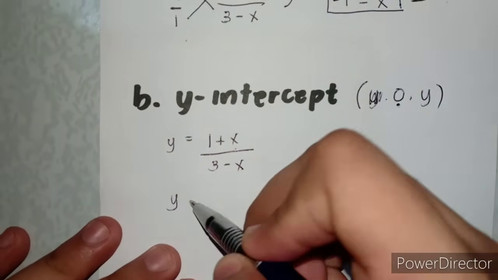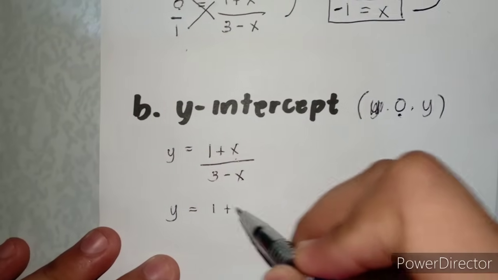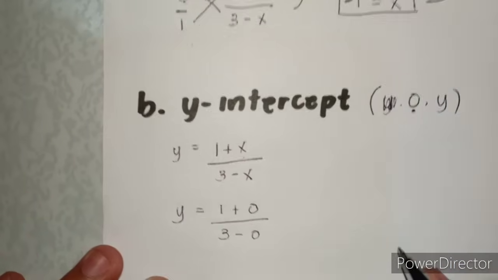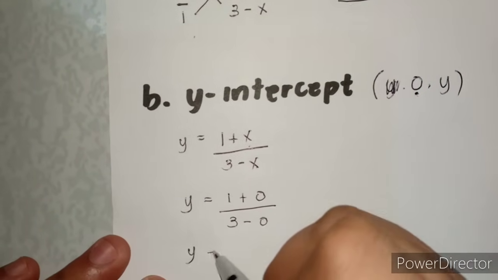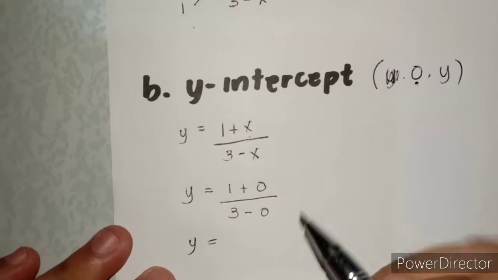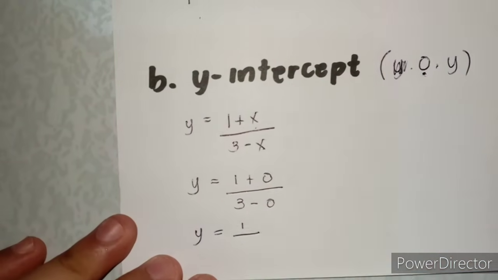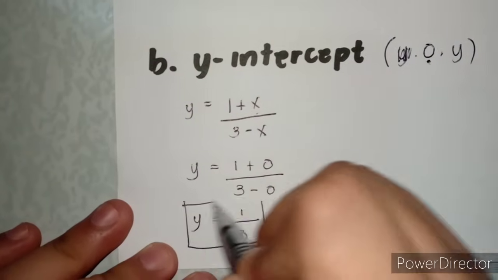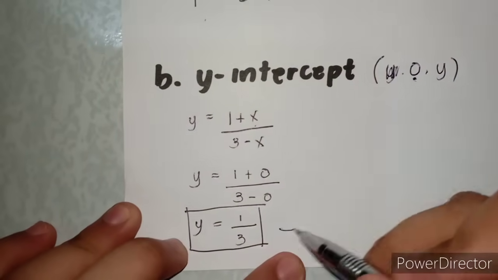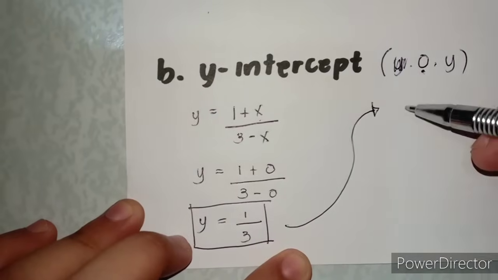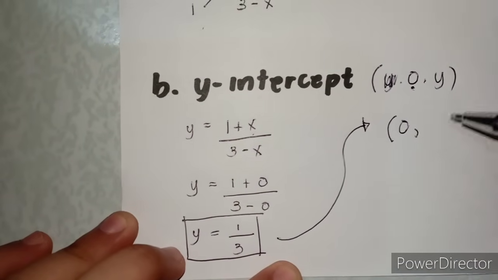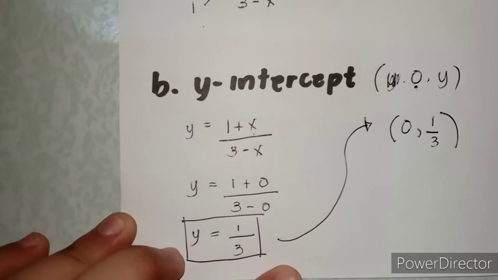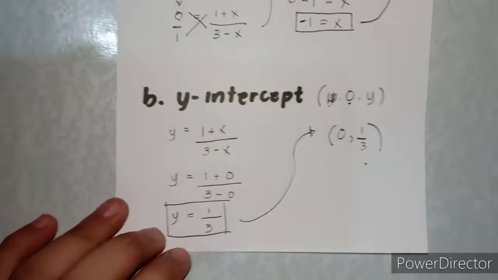So, we have y is equal to 1 plus 0 all over 3 minus 0. We now have y is equal to 1 plus 0, which is 1, and 3 minus 0 is 3. So 1/3. Final answer. When we write it, we have x is 0 and y is 1 over 3. This is our y-intercept.